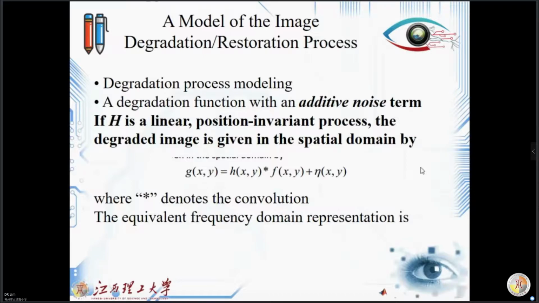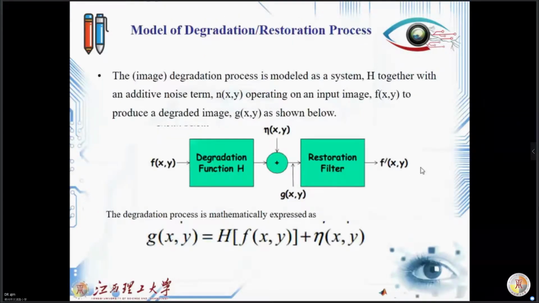Here now you can see g(x,y), and you will see h(x,y) as the linear position-invariant process acting on f(x,y), and eta, which is added to that. This is nothing but the block that I showed in the previous slide. And the equivalent frequency domain representation is something like this, as we saw.